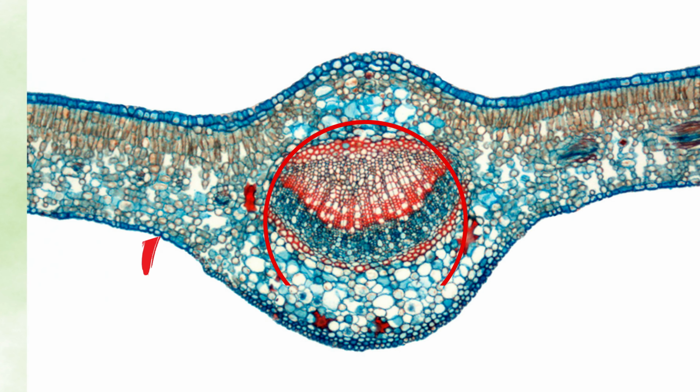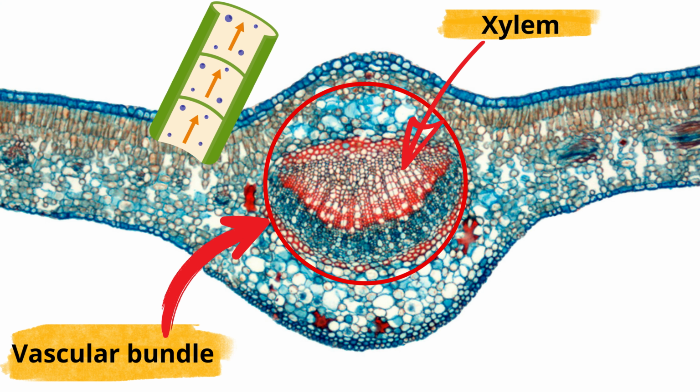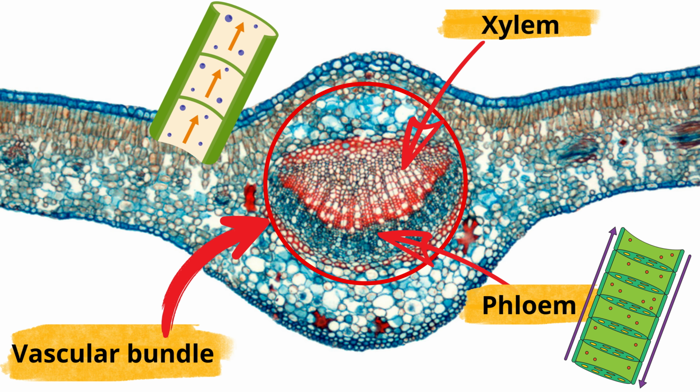As for the vascular bundles, they contain the xylem, which brings water from the roots, and phloem, which transports sugars away from the leaf. Together, these structures make the leaf a highly efficient organ for capturing light, absorbing carbon dioxide, transporting raw materials, and distributing the products of photosynthesis.